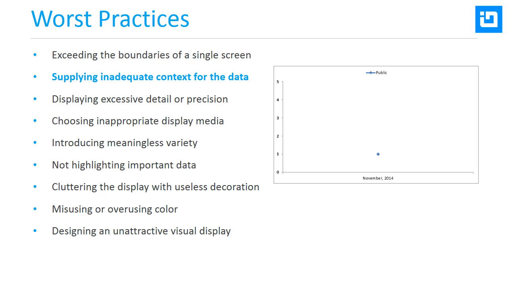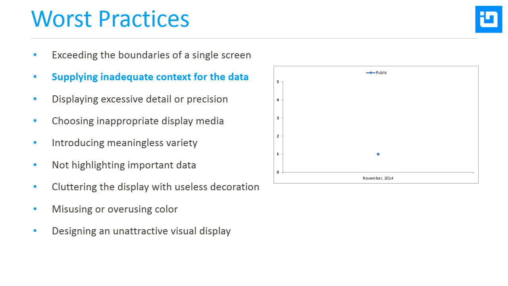This worst practice is about supplying inadequate context for the data. So context of the data means that you have to show what the data means because you relate it to other data points. If you have a visualization on your dashboard that looks like this, where you have one data point, well, what does it mean? How do you interpret this one data point? It says for November 2014, 1. Whatever this is, let's say this is sales or this is a bug in a software, this can be whatever.